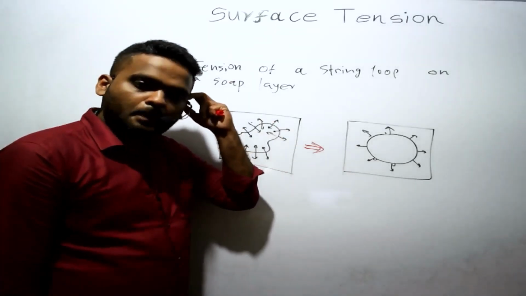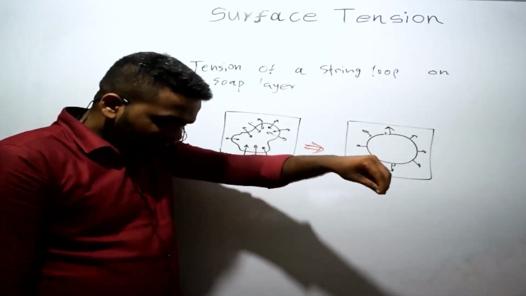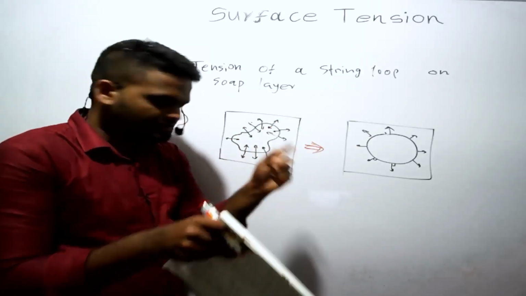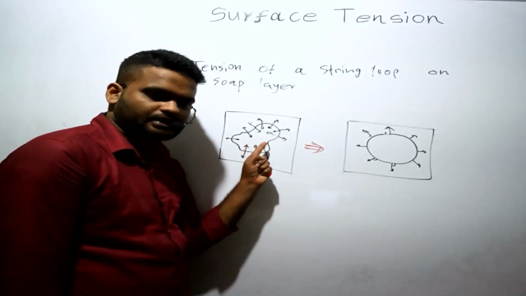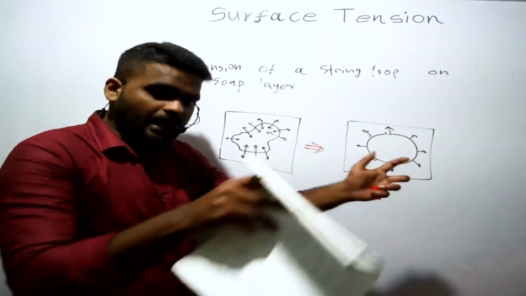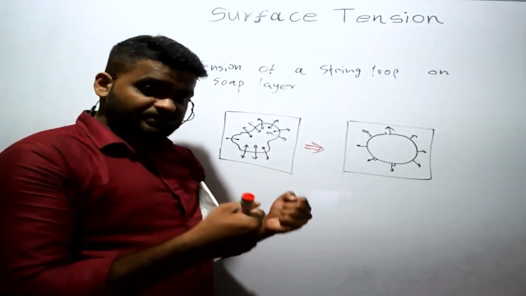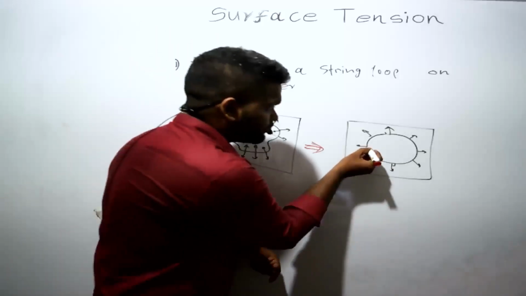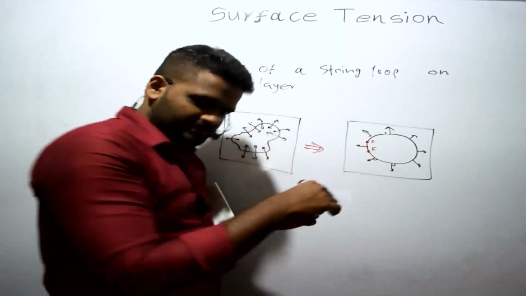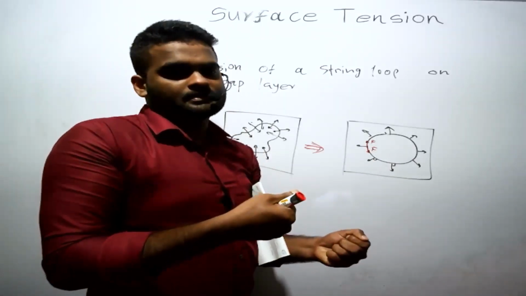Now listen. Here, the soap layer, the string is just put on that. The string is not stretched here, right? But here the string is pulled outwards. So what happens to the string? It gets stretched. So there is going to be a tension in the string. This is not surface tension, right? In the string, a tension builds up.